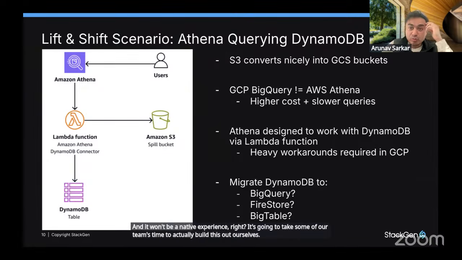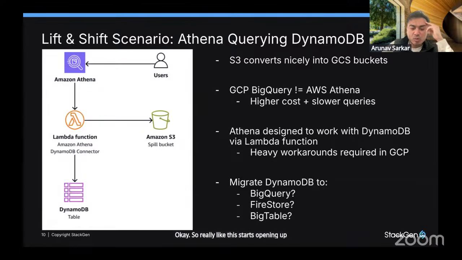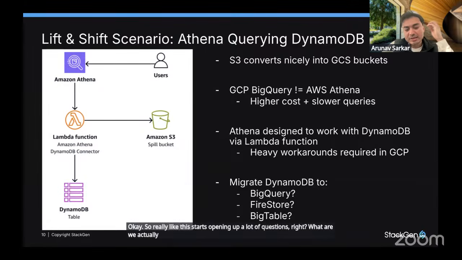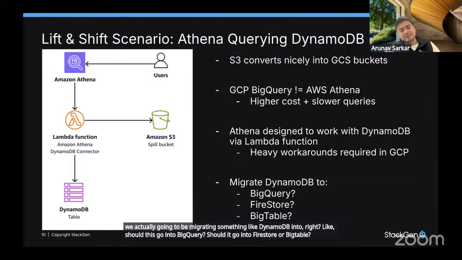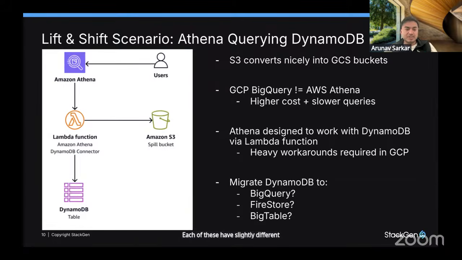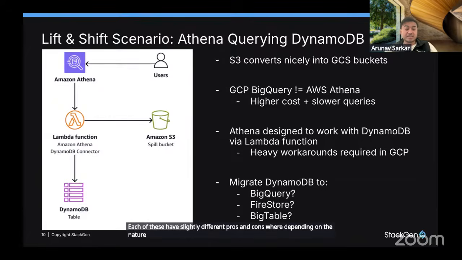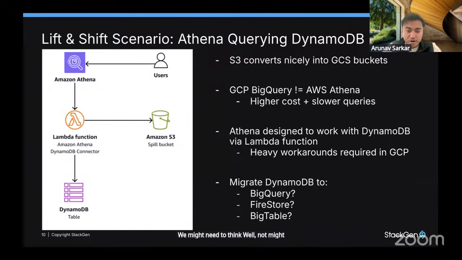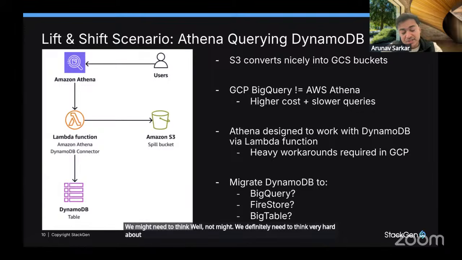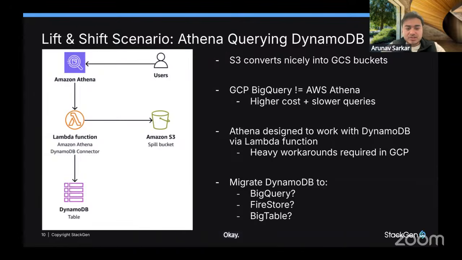Okay, so this starts opening up a lot of questions, right? What are we actually going to be migrating something like DynamoDB into? Should this go into BigQuery? Should it go into Firestore or Bigtable? Each of these has slightly different pros and cons, where depending on the nature of the query and the nature of the data that's getting extracted, we might need to think. Well, not might. We definitely need to think very hard about which database target we're going to be migrating our DynamoDB into. Okay, so what's the solution to this?